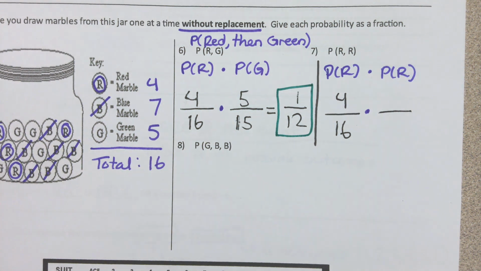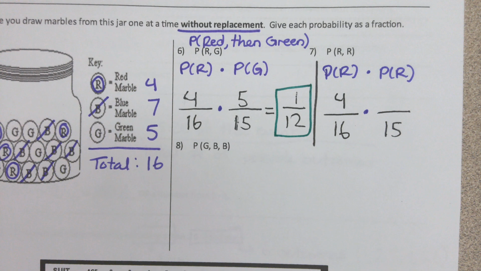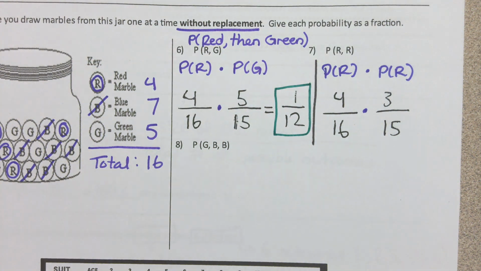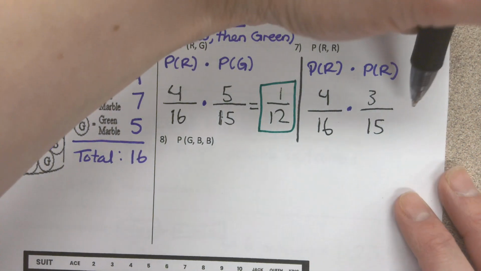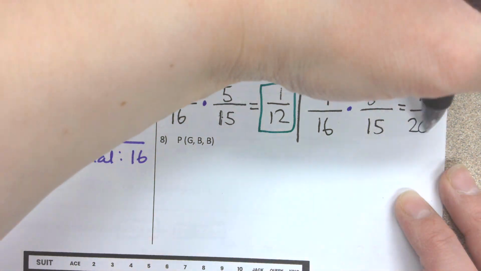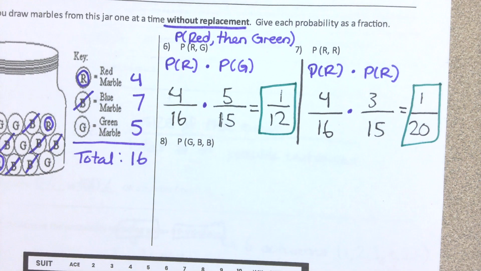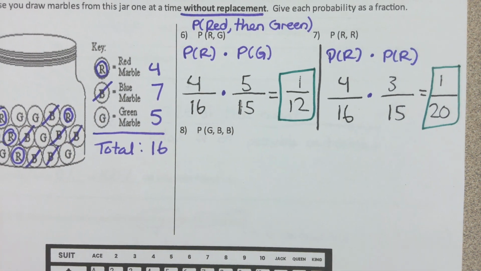I go to make my next choice. I pulled a red marble out. I want another red marble. How many red marbles are left in the jar? How many? 3. Yes. Since I pulled one out that first time, that did affect the number of red marbles in the jar, not just the whole number of marbles. So now it's 3 out of 15. Multiply, reduce with your calculator, you get 1 out of 20. That's the probability of this event happening. So you have to keep track of your colors that you're using here.